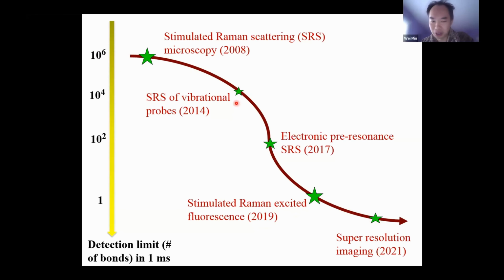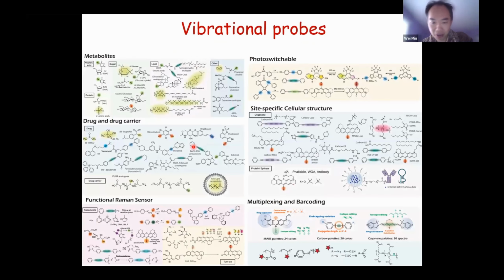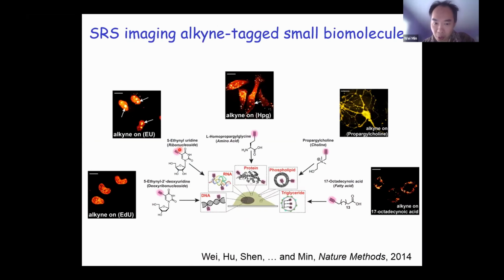And just like fluorescence microscopy really benefits from the diversity of the fluorescent probes, we thought we also need to develop our own vibrational probes. So this is not for chemistry. This is too much stuff to talk about in this talk. But you can see here there are many different types. For example, for metabolites, drugs, functional sensors, photo switchable probes, for site-specific and multiplexing barcoding. There's all kinds of stuff. And I would say there's actually a real small field of its own developing Raman or infrared-based vibrational probes.